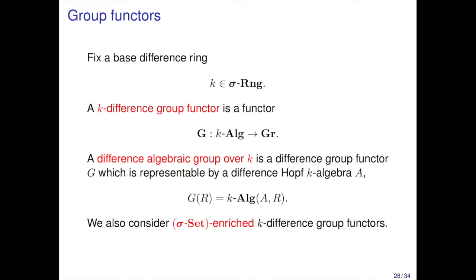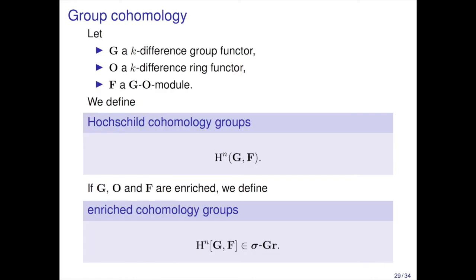Now, this is somehow not enough to see the full picture. You need to do the enriched versions of these, but I don't want to go into the details. And so for a difference group functor, a difference ring functor, and a module, we defined Hochschild cohomology groups, which is very standard. You just treat these things as presheaves, and there are classical definitions for this. But the point is that we can do it even in the enriched setting. And somehow these are able to see a lot more than these.